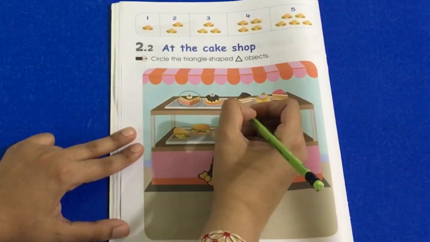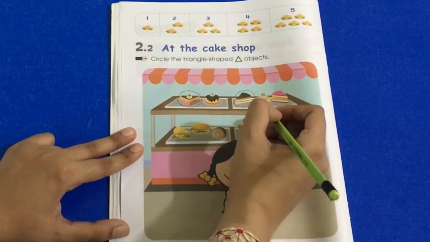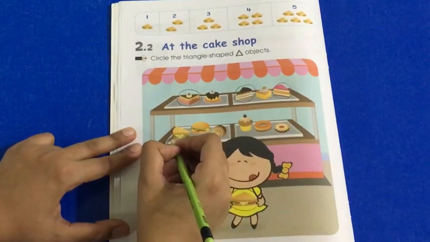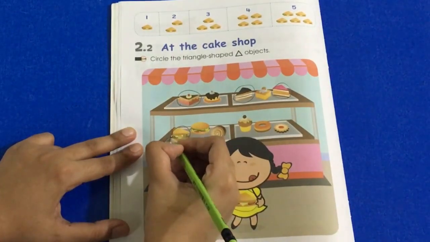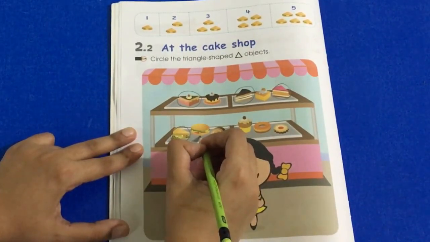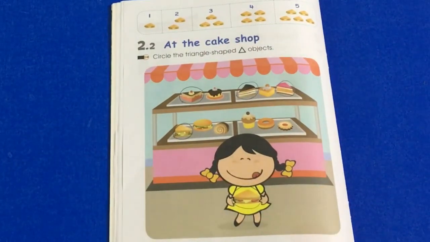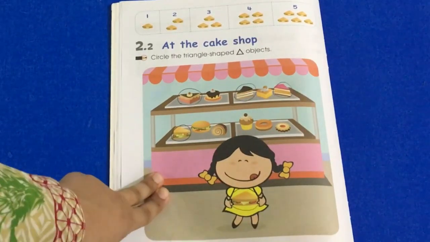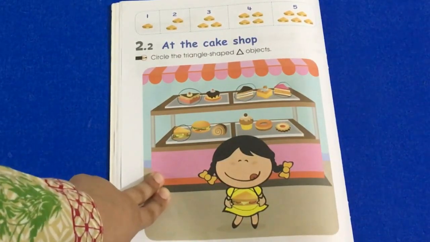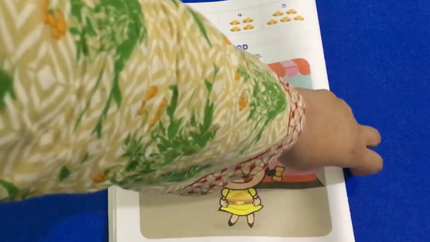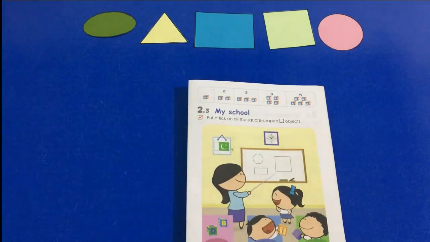Is this? No. Is this? Yes. Is this? Is this? Yes. And is this also? Yes. This one is triangle? No. Then is there any other triangular shape? No. After this page, you must be able to recognize the triangular shaped objects from this page, tell the name of the shape and also identify from your real life. Okay, next move on to the next page.